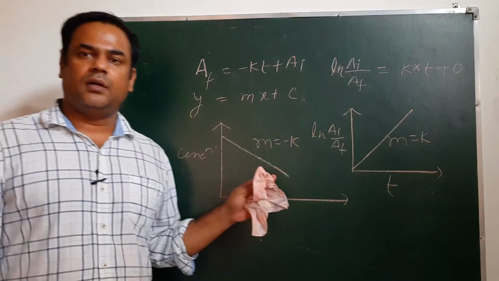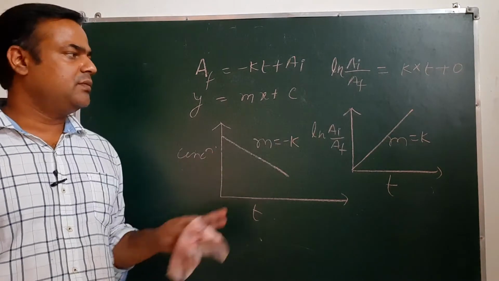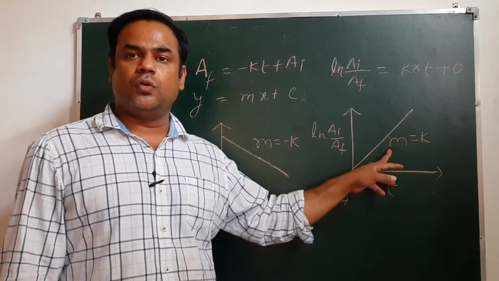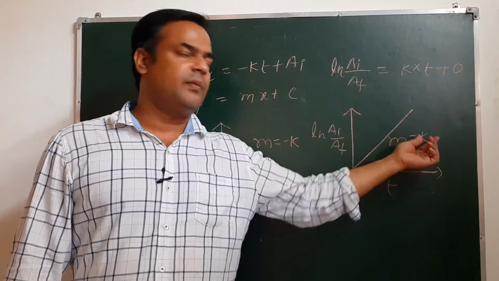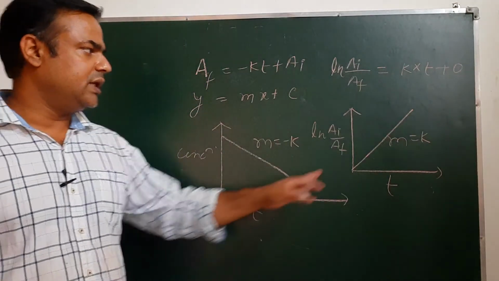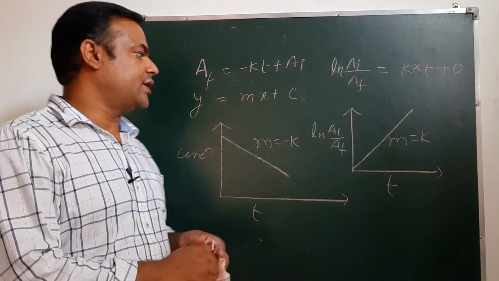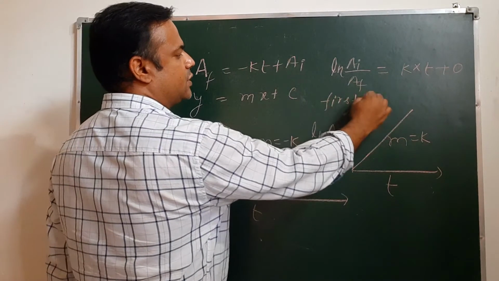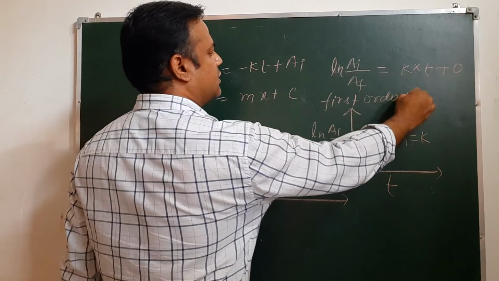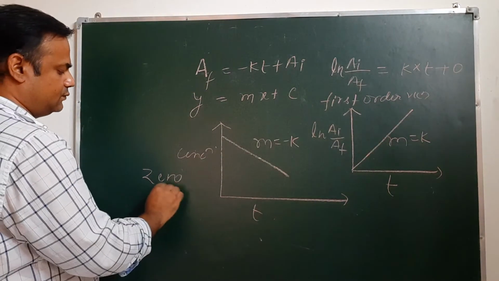So what is the use of this? Whenever we'll plot such graphs, with the help of these graphs we can determine the slope of the line, and if we determine the slope of line we can determine the rate constant both in case of first order reaction as well as in case of zero order reaction. This one is a graph for first order reaction, and this one is graph for zero order reaction.